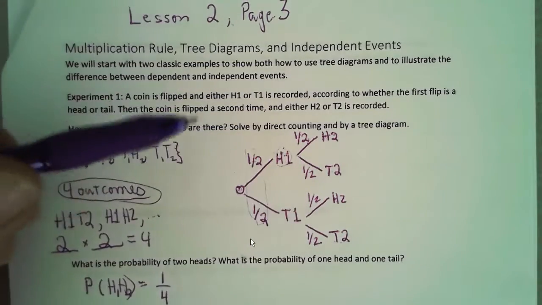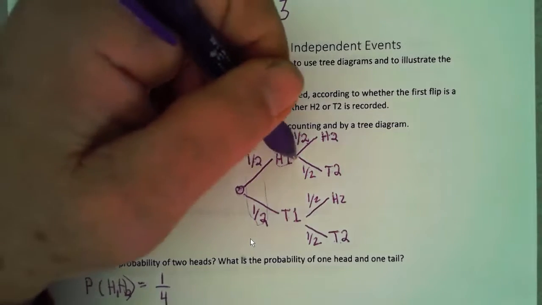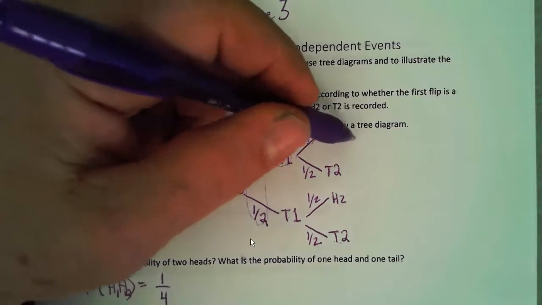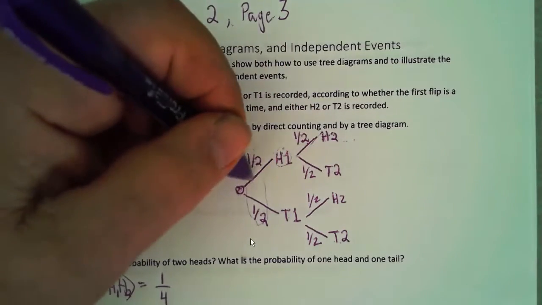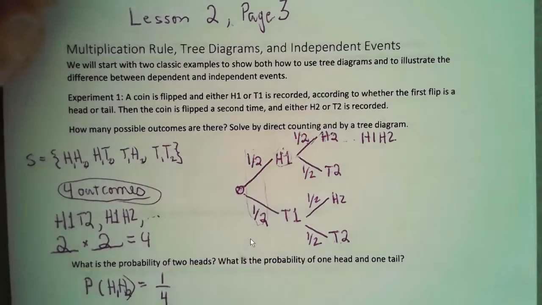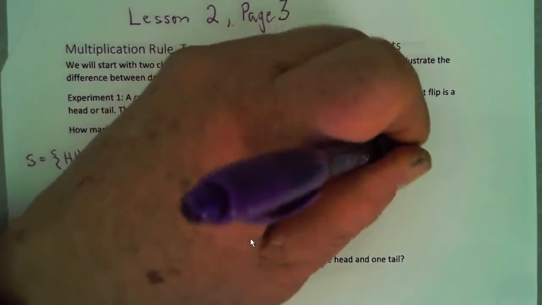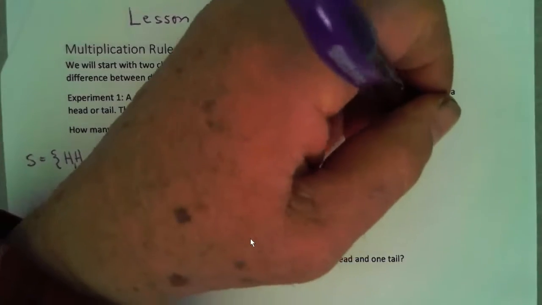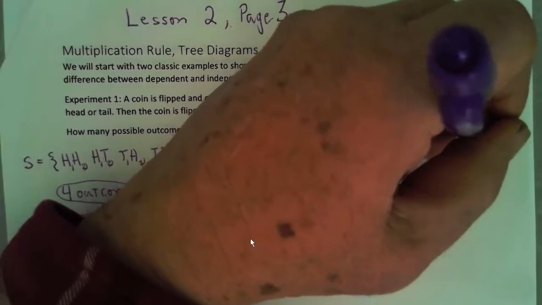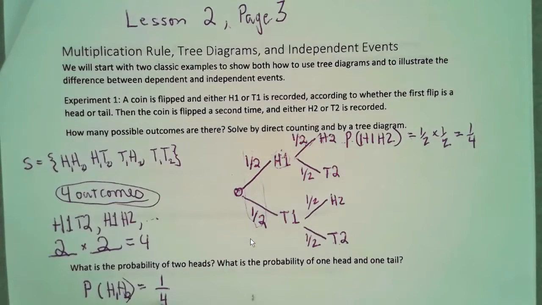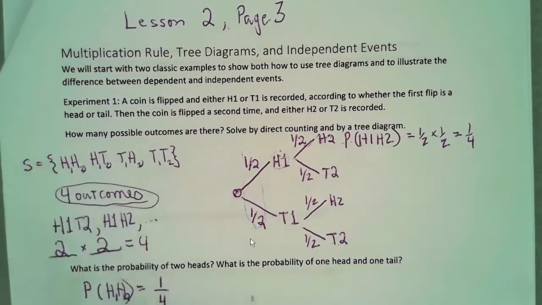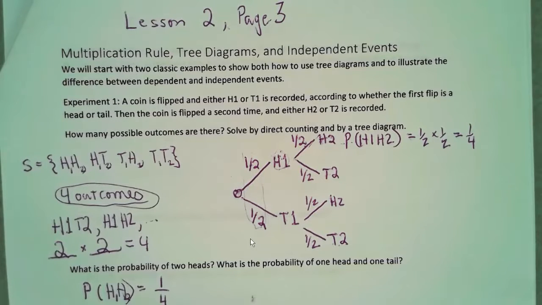Same thing happens here. Now if we multiply the probabilities along a particular path, so by path I mean a way of landing on a leaf or a terminal node, head 1 followed by head 2 has a probability of 1/2 times 1/2, and that is 1/4, which of course agrees with the way that we did it before. So whether you're doing it with a tree diagram or whether you're doing it by direct counting, the probability of getting 2 heads is 1/4.